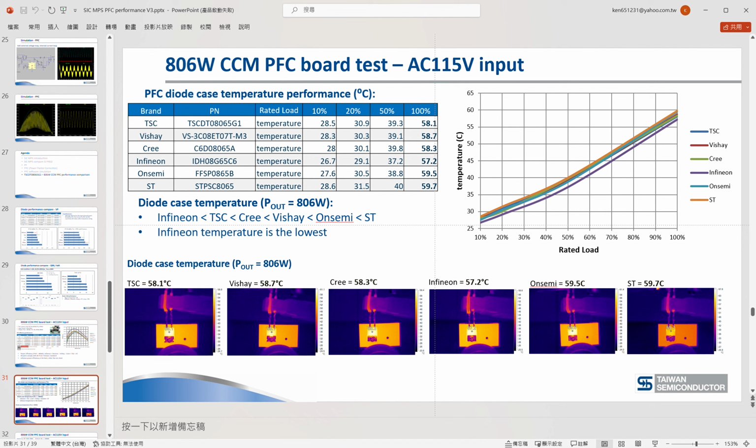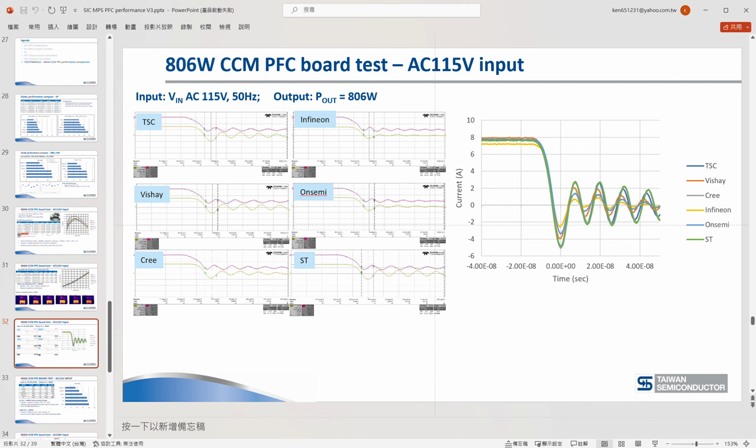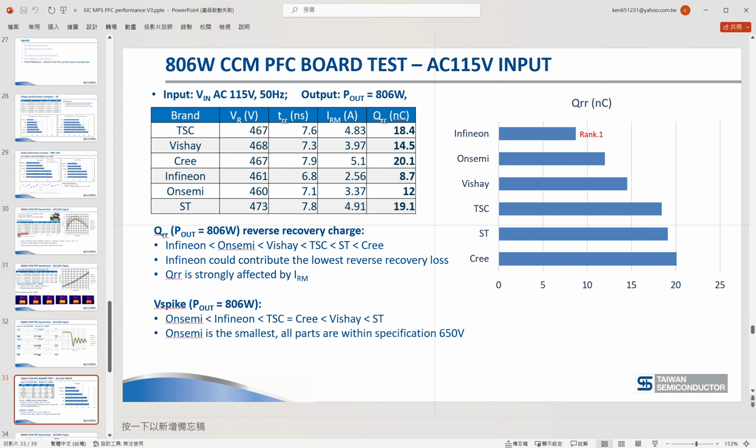And because Infineon's power efficiency is the best, it got the lowest diode case temperature, and the other 5 samples are very similar. And we also record their system board reverse recovery waveforms like these 6 pictures. We superimpose them to compare the TRR, almost the same, only the IRM a little bit different. Based on this information, we calculate the QRR performance. Infineon got the best QRR performance, ranking 1. Onsemi is 2nd, Bichet 3rd, TSC is 4th, and next ST, the next is Green.